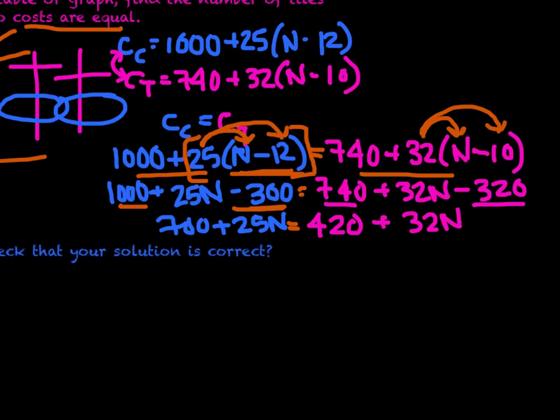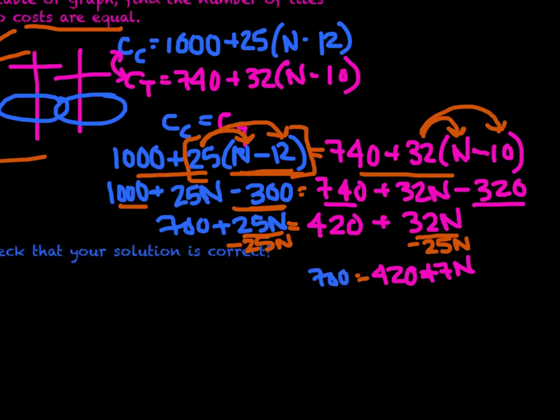And now we just need to get our n's on one side and all the numbers on the other. So I notice that I have 32n over here and 25n over on the left side, so I could subtract 25n from both sides. The reason I'm going to do that is that way it keeps the right side n's positive. So we'll end up with 7n plus 420 is equal to 700.